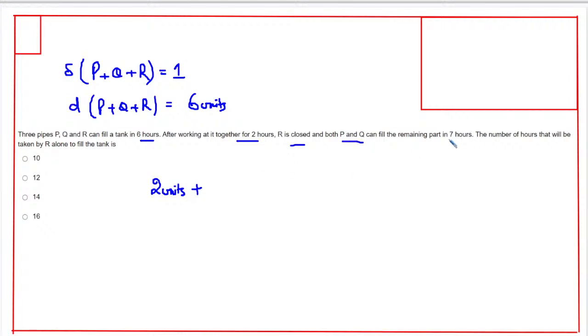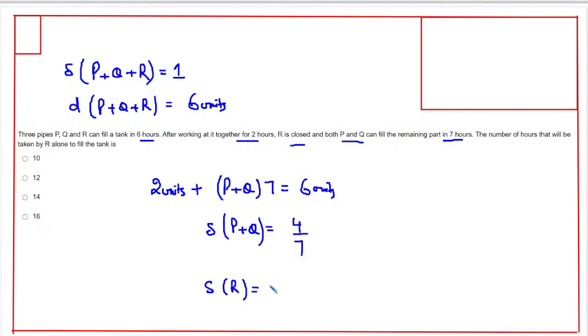Now P and Q fill the tank in 7 hours. P and Q work for 7 hours and the complete tank has been filled, that is 6 units. P plus Q is how much? The speed of P plus Q is 4 by 7. That means this is the speed of P and Q. So what is the speed of R in that case? It would be 3 by 7.